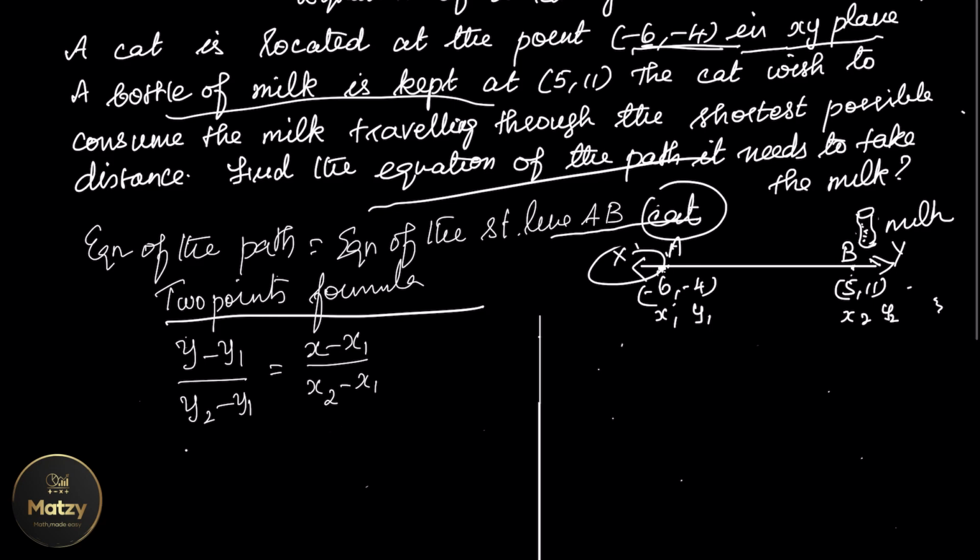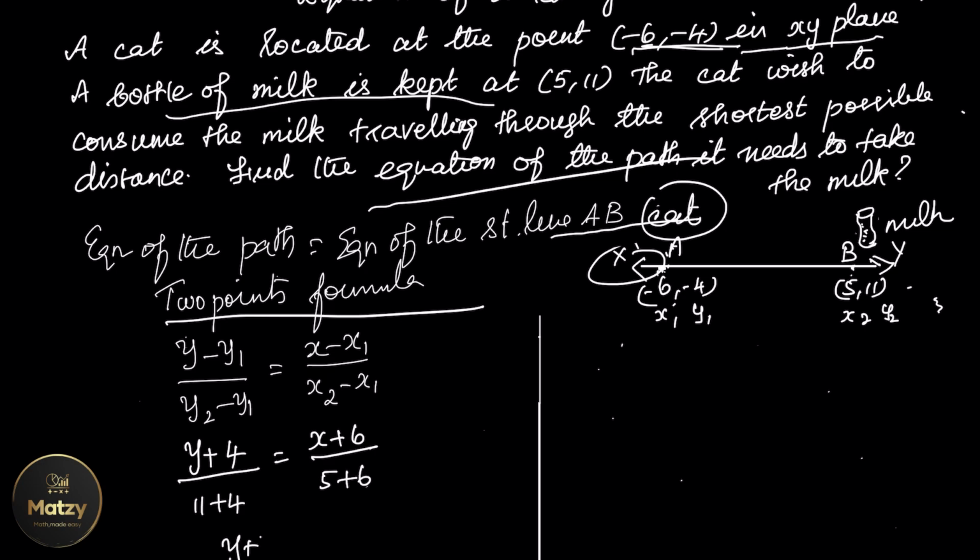So what is y1 here? y1 is -4. In the formula, one minus is there, so it will become plus 4. What is y2? 11. Again minus y1, so minus into minus, plus 4. What is x1? x1 is -6. In the formula, one minus is there, so it will become plus 6. Again, what is x2? 5. 5 plus 6. Am I right?